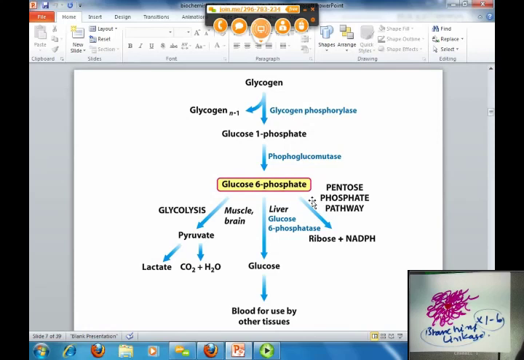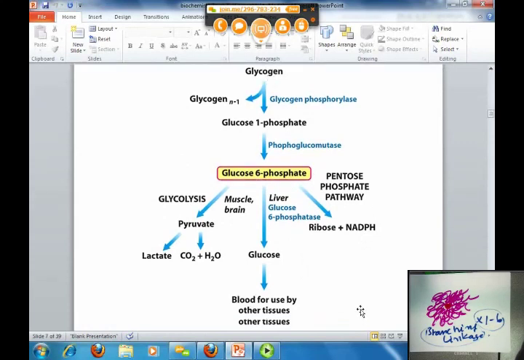Also, glucose 6-phosphate is the source for the pentose phosphate pathway, where ribose and NADPH are synthesized. So there are 3 ways glucose 6-phosphate is used. From where are you getting it? From glycogen, as well as glucose.